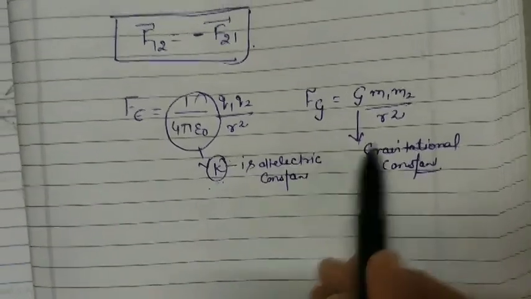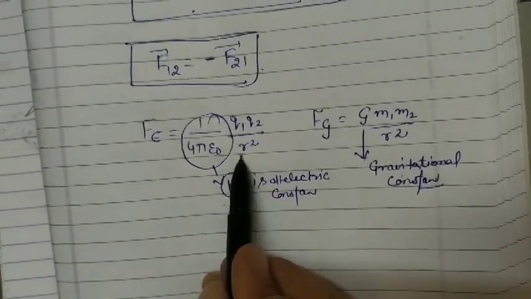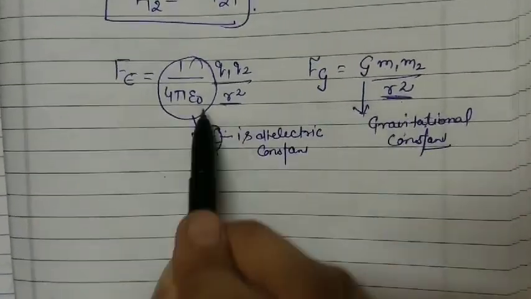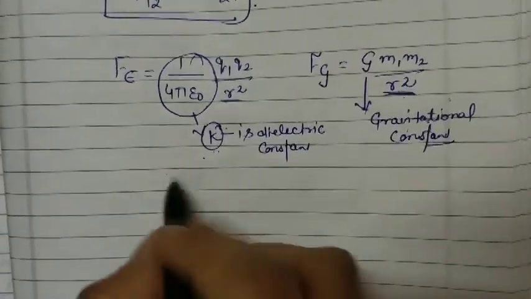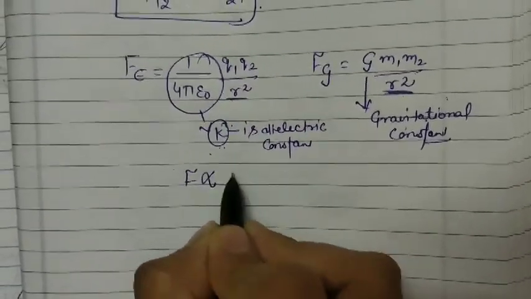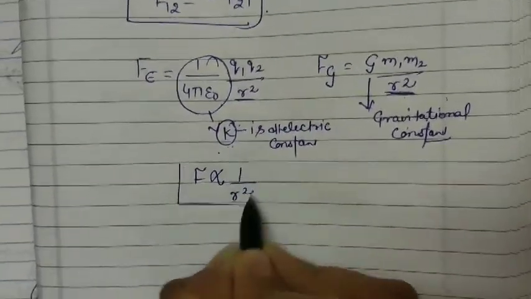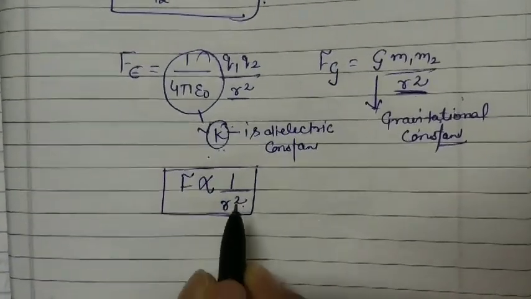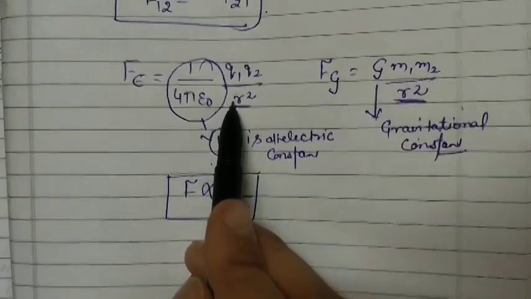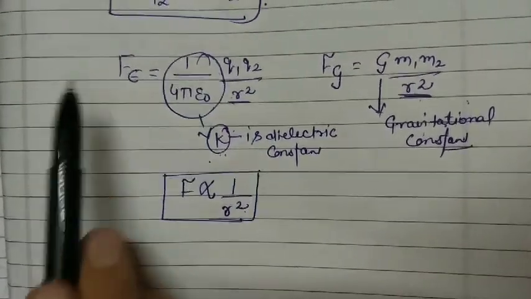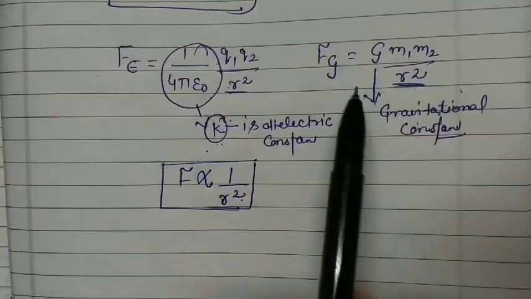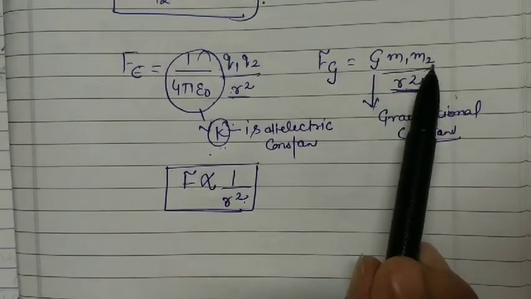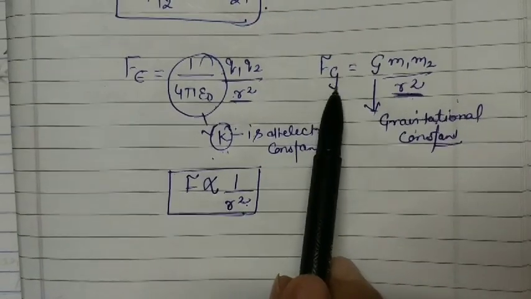Electrostatic force and gravitational force both follow the inverse square law, because in both formulas F is inversely proportional to the square of the distance between them. It means if the distance between charges increases, then electrostatic force decreases. In a similar way, if the distance between two masses increases, then gravitational force decreases.